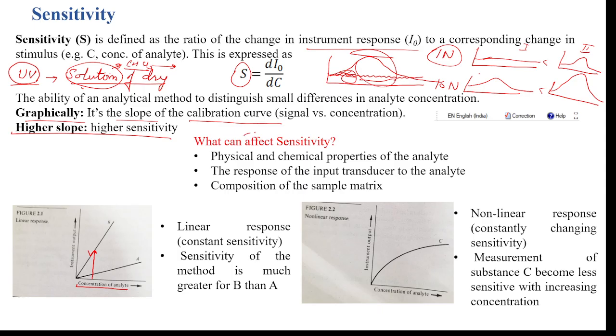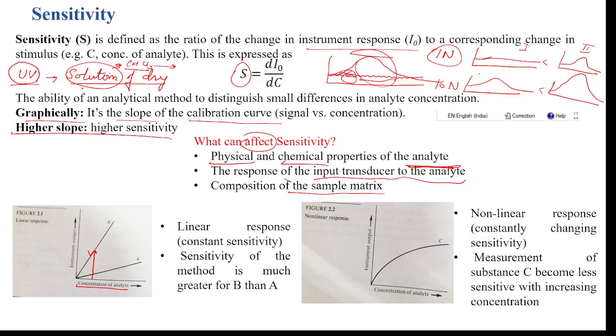Now there are some factors that can affect the sensitivity. The analyte itself has certain properties, like its own physical or chemical properties, the response of the input transducer, meaning what kind of input we are giving to the analyte, and the composition of the sample matrix. So these are some factors that can affect the sensitivity.